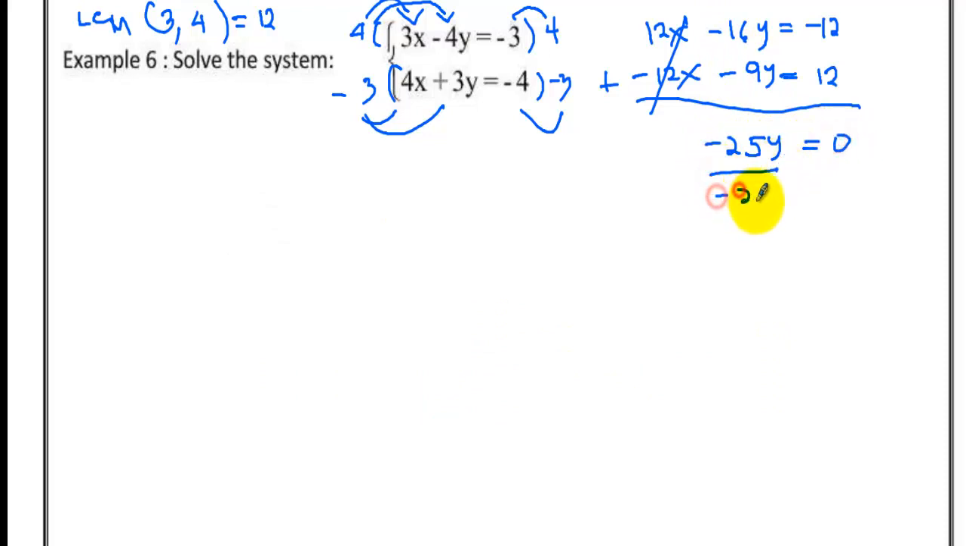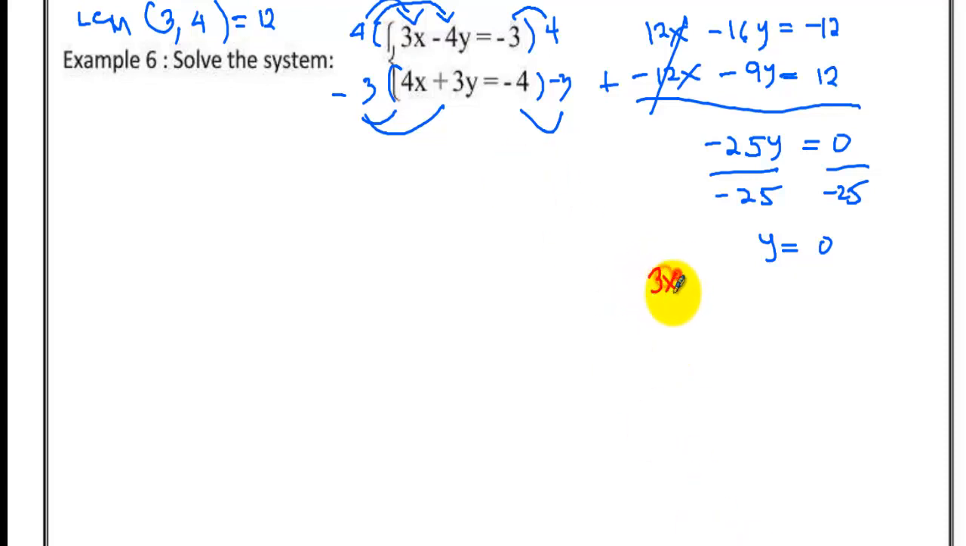Divide both sides by negative 25. So y is equal to 0. Okay. Next, we can either use the first equation or the second equation to solve for x. Let's use the first equation.